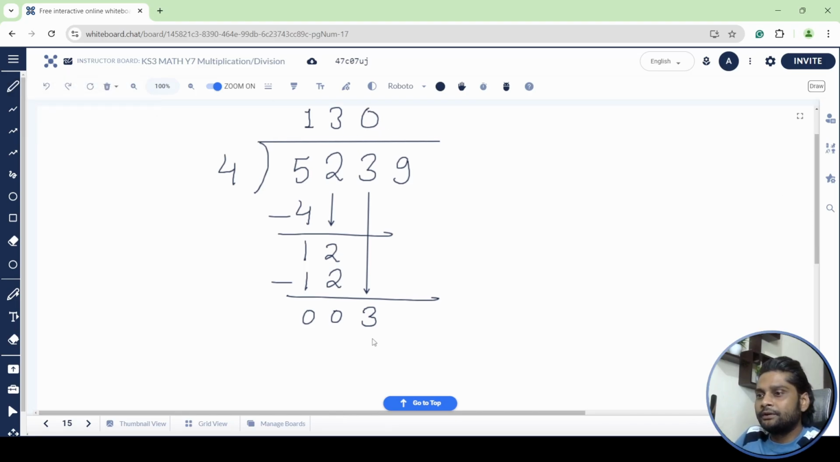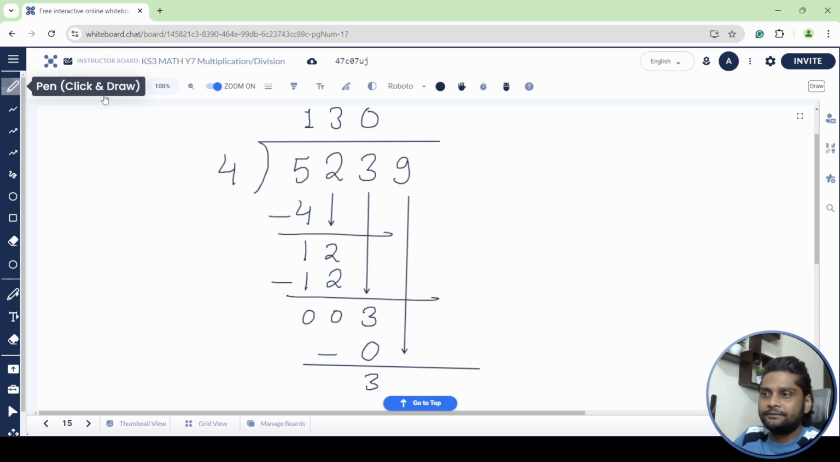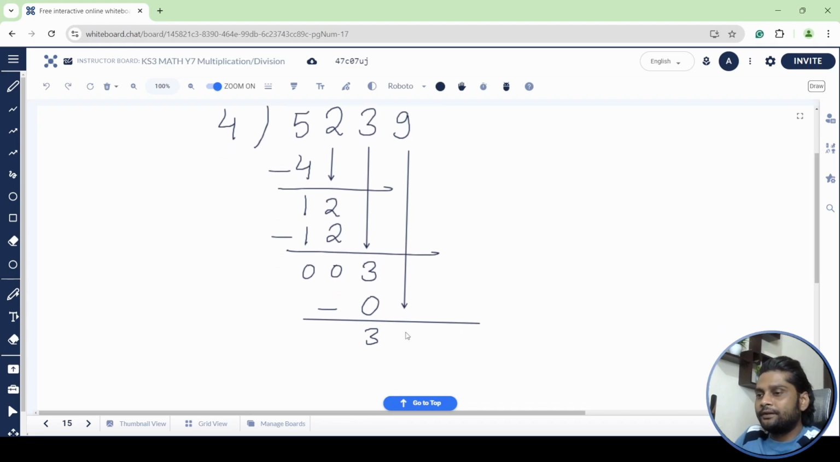So 0 times 4 will remain 0. We write 0 here. In that way, we got one more step here. As we got one more step, we are able to take down the next number here. So remember, whenever there is an insufficient number, take the table for 0 times, you get an additional step, and due to that, you are able to note down the next number after that.